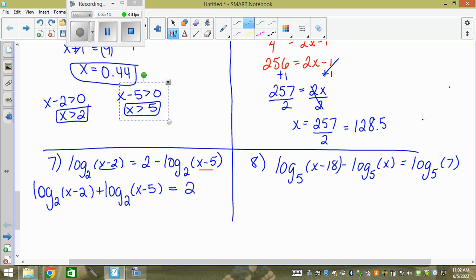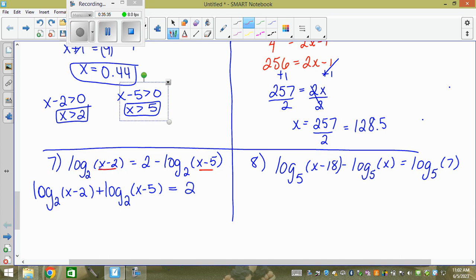Okay? Let's test the other one. Because I can keep both if it's written response. I can just write both. Cool. If it's a multiple choice, they're going to pick the one that works for both. Okay? So now I need to pick something greater than 5. What's greater than 5? 6. Okay. 6 minus 2, positive, so it works for that one. 6 minus 5, positive, so it works for that one.